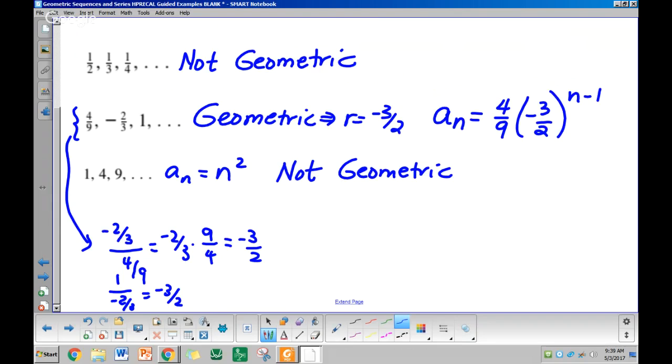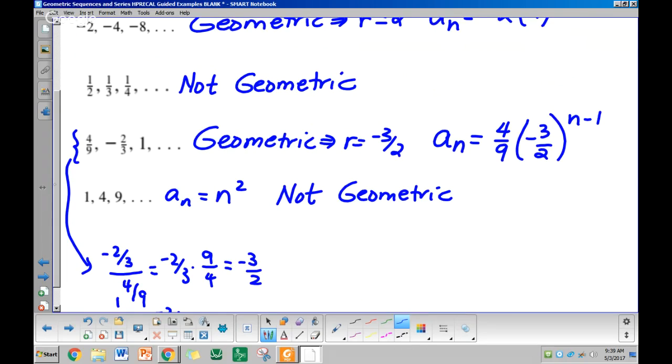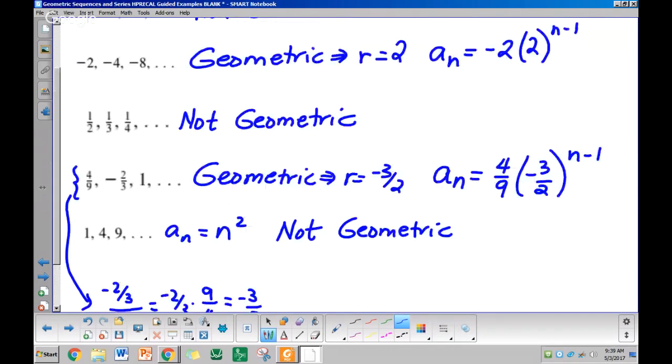Got it? Can you scroll up to just the line above that? I'm sorry? Can you scroll up just one line? Yes, ma'am. Okay, thank you. Questions so far?